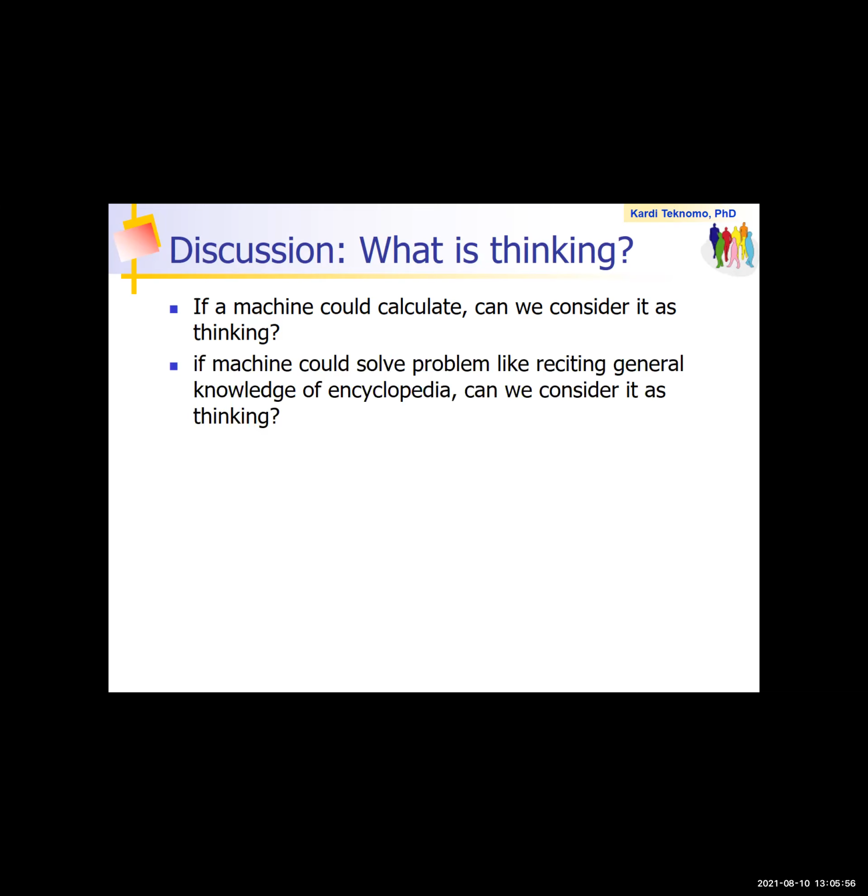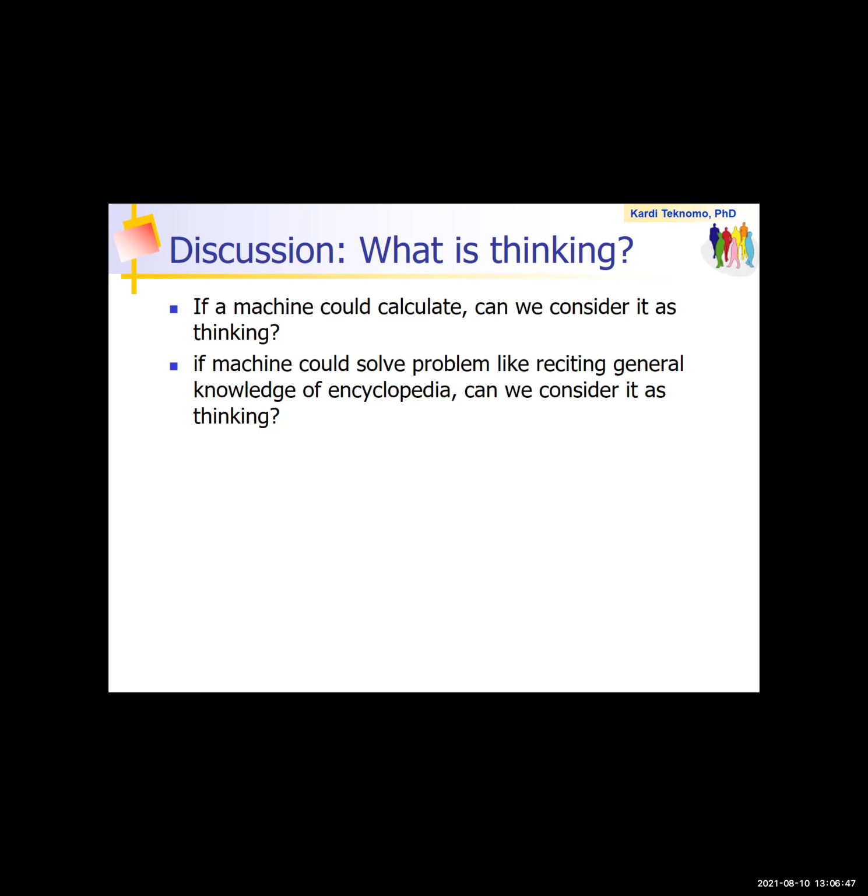So then in 1950, 1970, in Indonesia until 1980, they still thought about whether a machine can solve a problem like reciting general knowledge of an encyclopedia, then can we consider it as thinking? If you consider a person a genius, you ask them anything, he knows everything. He can remember the date and so on, right? And then you will say, wow, genius, right? Yes, you think these people are geniuses because they can recite general knowledge.